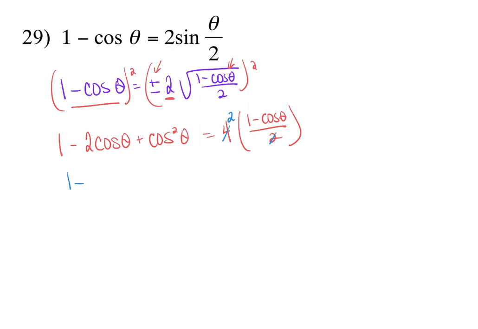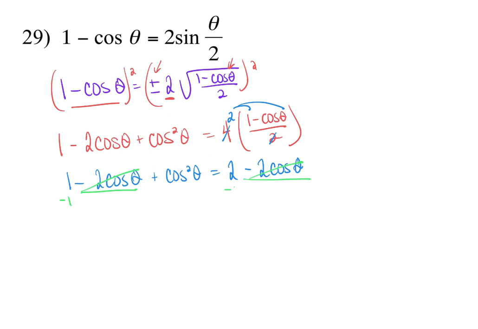And so I'm left with 1 minus 2 times the cosine of theta plus the cosine squared of theta equals, and I'm going to distribute that 2 through, 2 minus 2 cosine of theta. Once again, you can see you have a negative 2 cosine of theta and a negative 2 cosine of theta. So those will cancel each other out when they're on opposite sides of the equation, which means I can just subtract my 1 over. On this side, I am left with the cosine squared of theta. 2 minus 1 is 1.